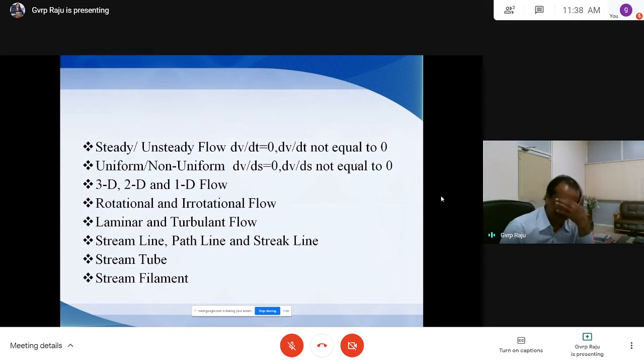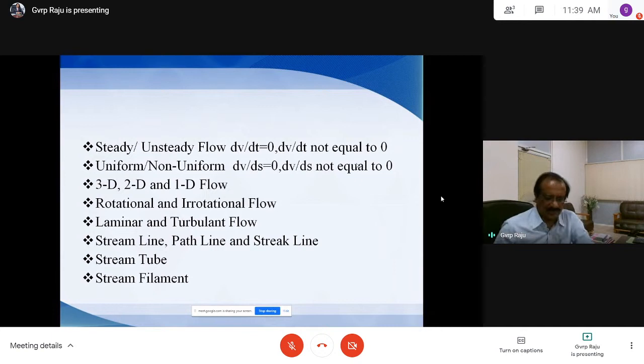Similarly, 2-dimensional flow. The flow varies only in 2 directions, so it is a function of x, y. 2-dimensional unsteady flow is a function of x, y, t. 2-dimensional steady flow is a function of x, y.